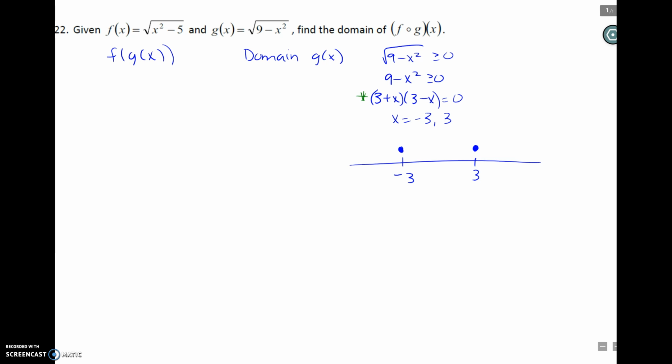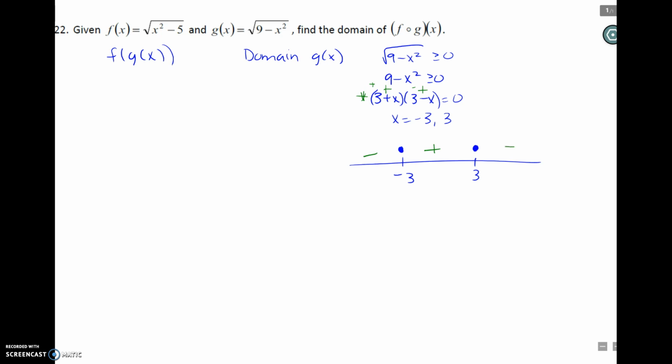And plug in something to the left of negative 3. So if I pick negative 10, 3 minus 10 is negative. 3 minus negative 10 is going to give you a positive. Okay, so if I plug in a negative 10, this is going to be a negative section. If I plug in something between negative 3 and 3, so 0, 3 plus 0 is positive, 3 minus 0 is also positive, so this section is positive. And then if I plug in something bigger than 3, so like positive 10, 3 plus 10 is positive, 3 minus 10 is negative, that's going to be negative.